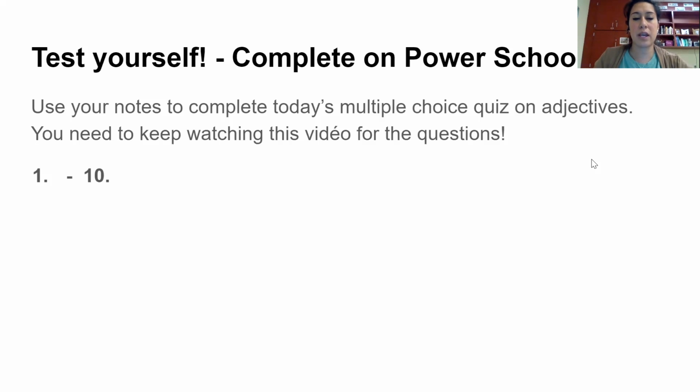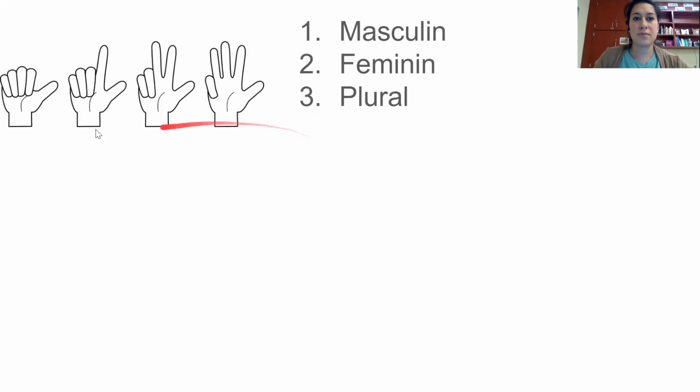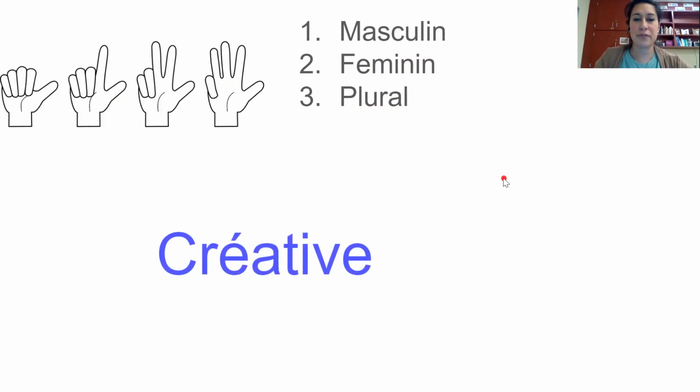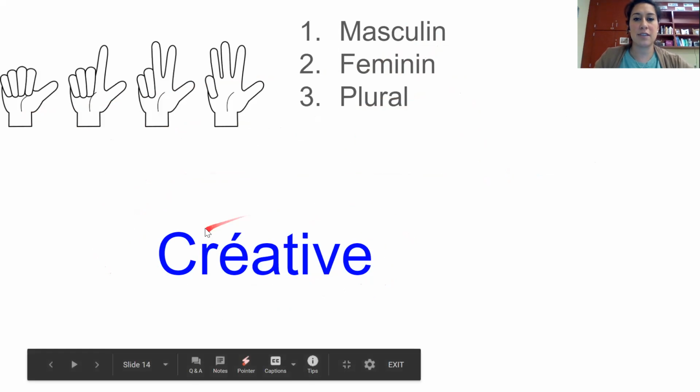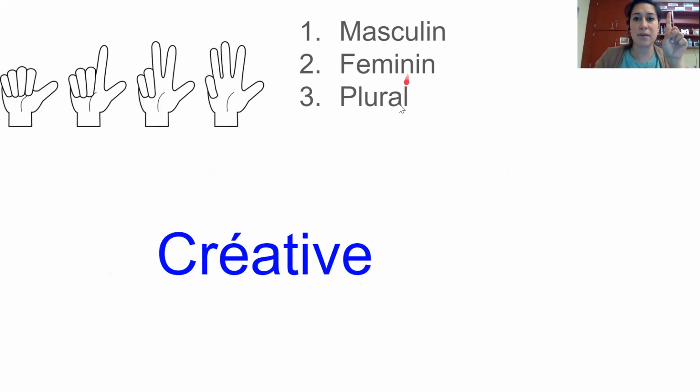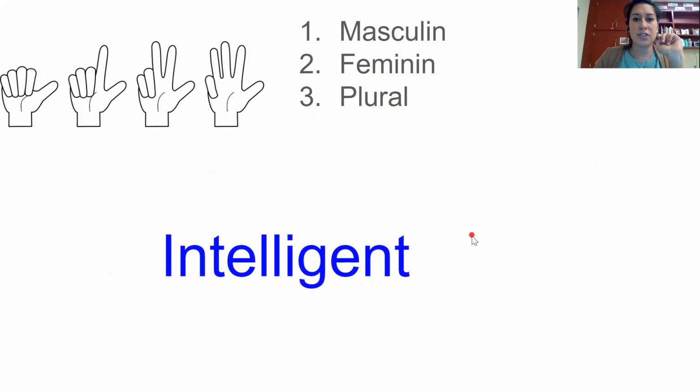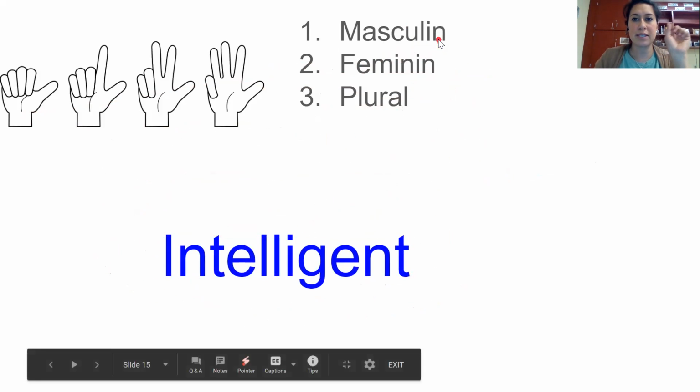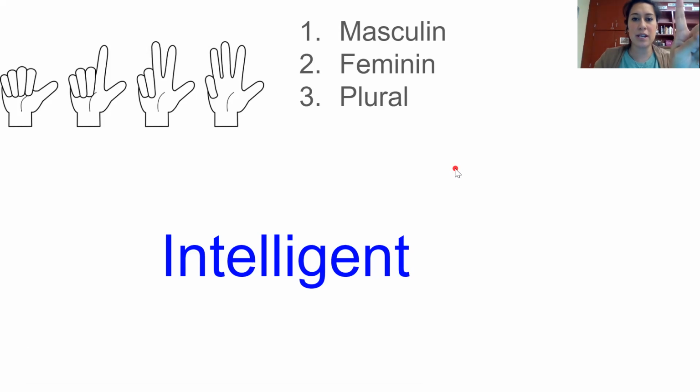Okay, so pour numéro 1, on your quiz on PowerSchool, you've got a choice of masculine, feminine, or plural. So which one is créatif? Numéro 1, créatif. Créative, masculine, feminine, or plural? It is deux, it is feminine. Okay, second question. Intelligent, masculin, féminin, or plural? It is numéro 1, it is masculin, oui.